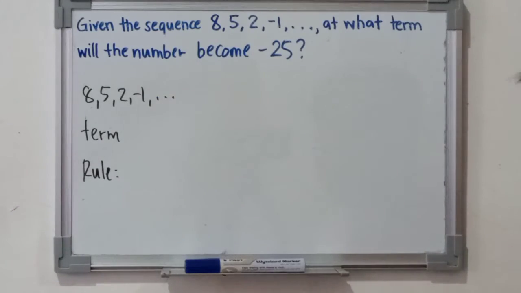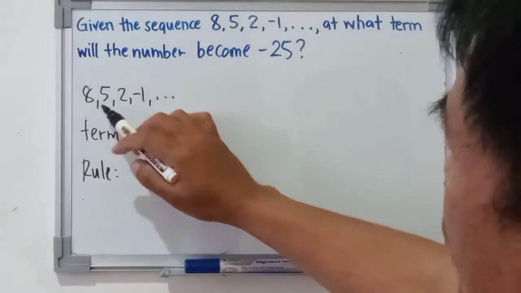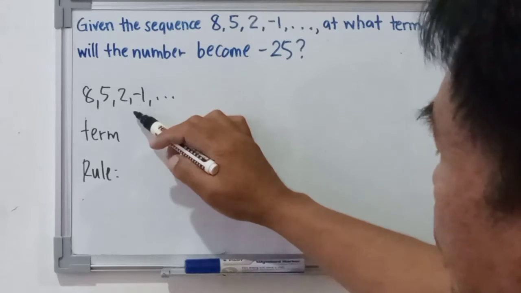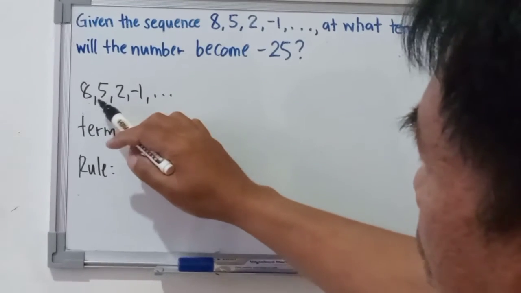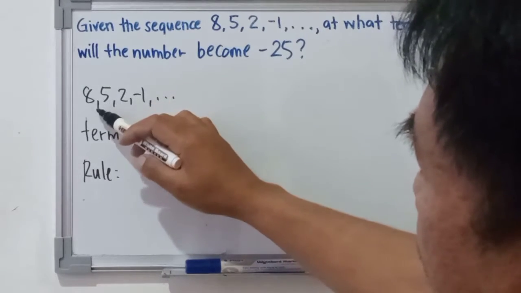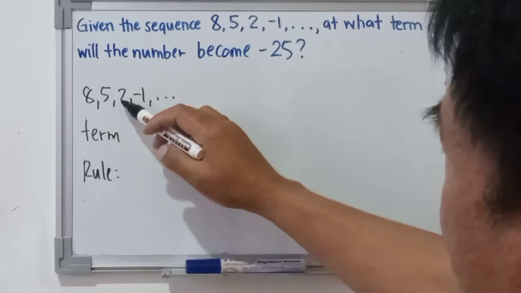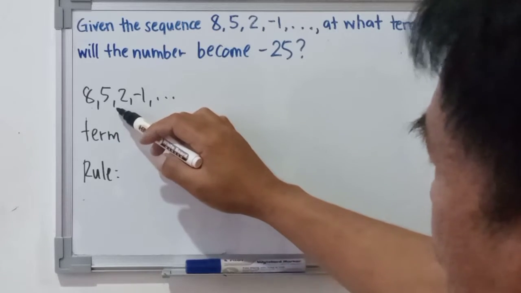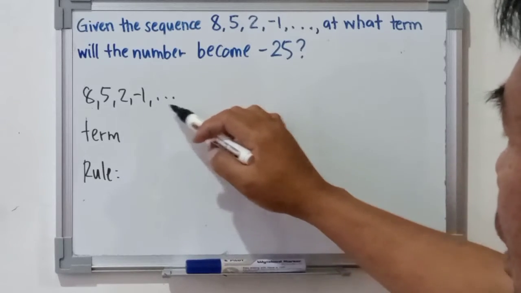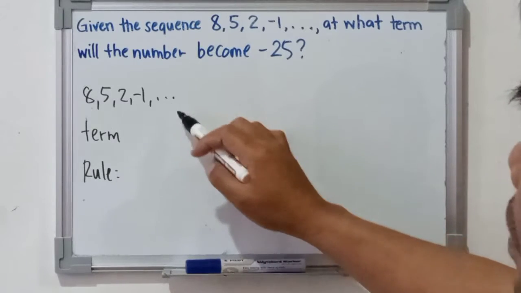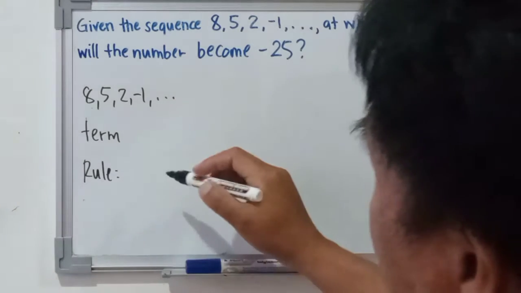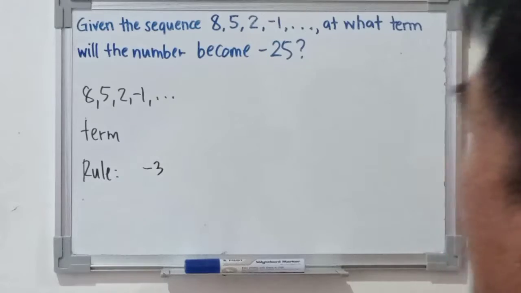In this number sequence, the first term is 8, followed by 5, then 2, then -1. We can notice that each following term is decreased by 3. The first term is 8, then followed by 5, decreased by 3. Then 2, also decreased by 3. And -1, also decreased by 3. So we have a hint that the following terms also decrease by 3. Therefore, our rule also has a -3.